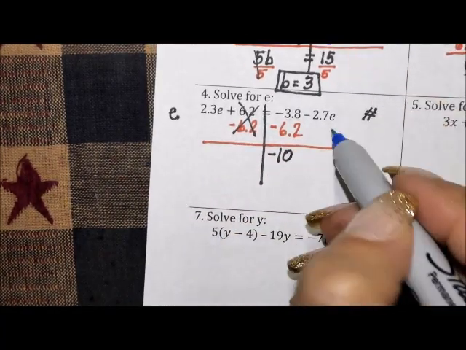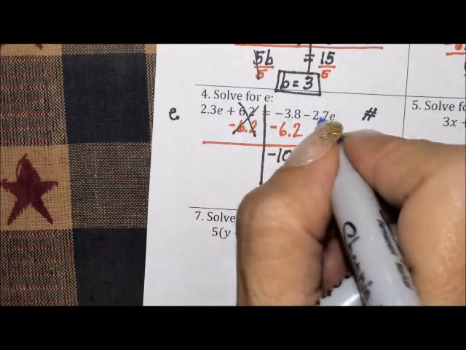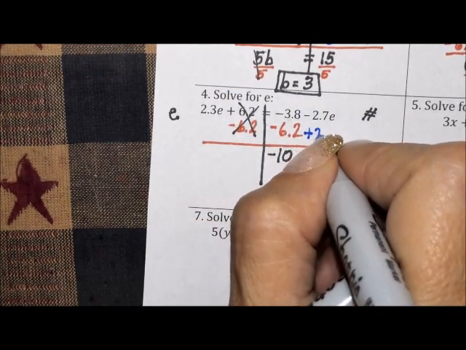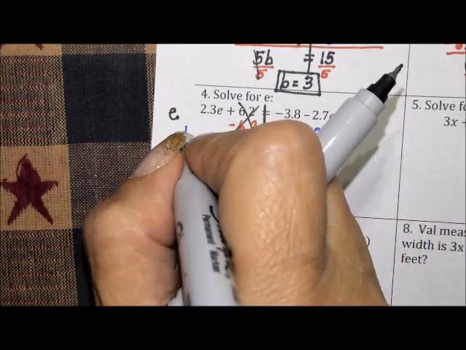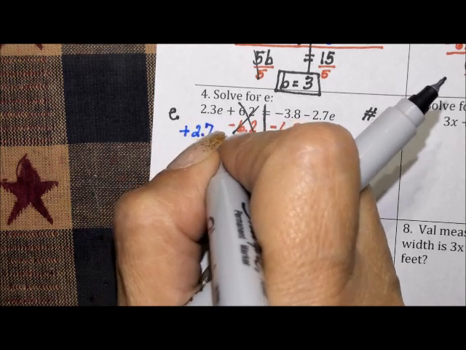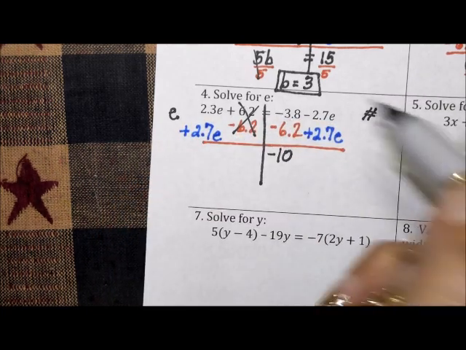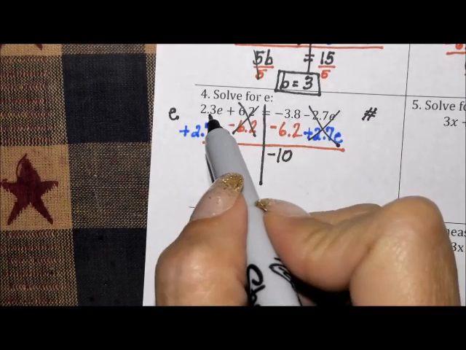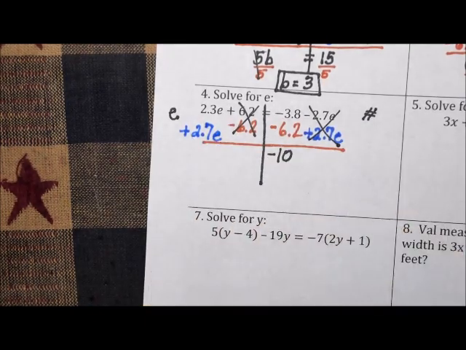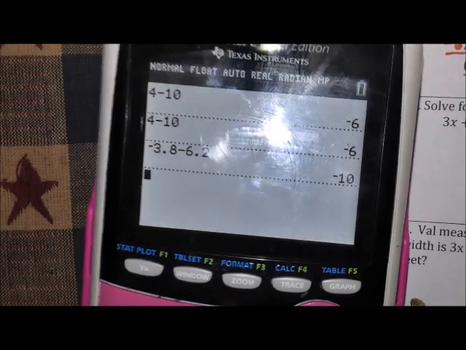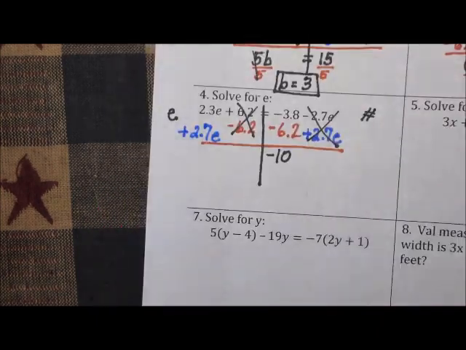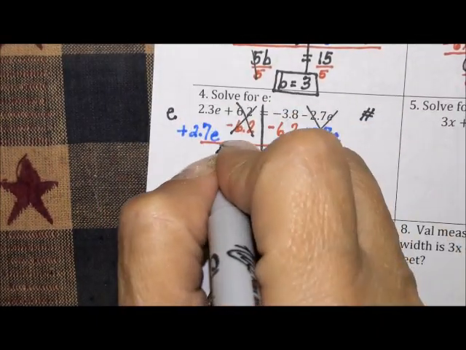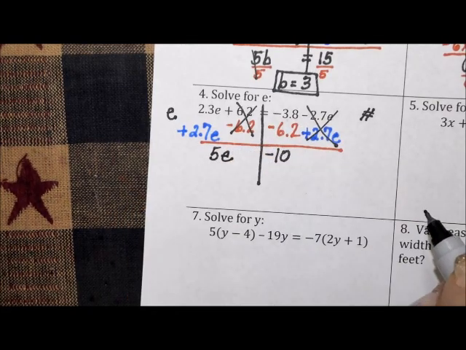Now, I'm going to move the e right here over here. So it's negative, so I need to do the opposite of it, 2.7e. I add it over here, so I'm going to add 2.7e over here. These will cancel. 2.3 and 2.7. Do you already see what it equals? 2.3 plus 2.7. Alright, so this is 5e.